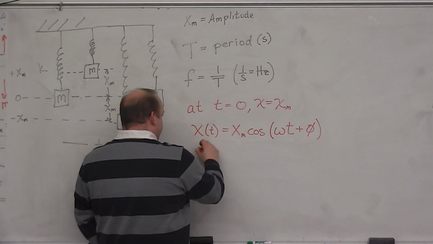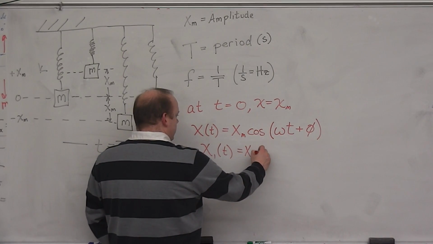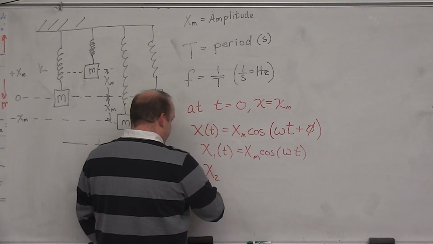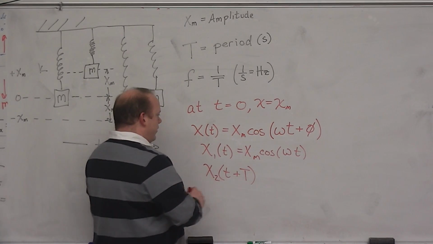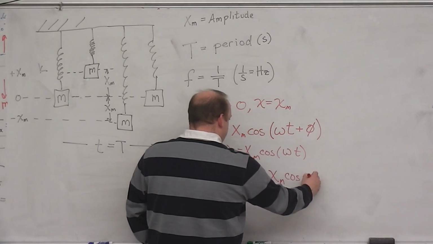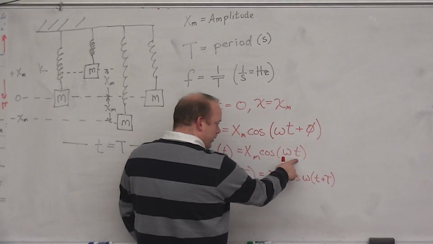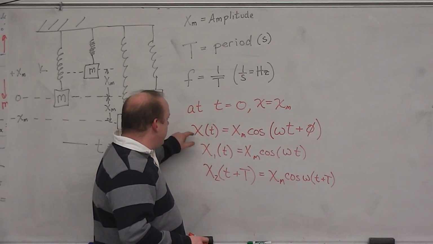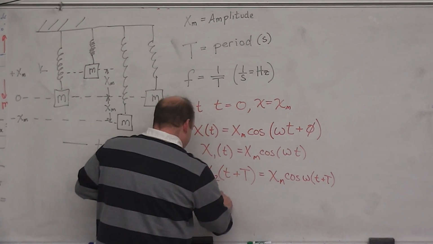So I want to know when this repeats itself. I'm going to say x1 of t is equal to x_m cosine of omega t. Sometime later, x2, at t plus 1 period later, will equal x_m cosine of omega times (t plus period). So this is omega times the time, at whatever this time was, plus the period. My whole point in doing this is saying that 1 period later it's going to be at the same spot. So these two have to equal each other. x1 has to equal x2.